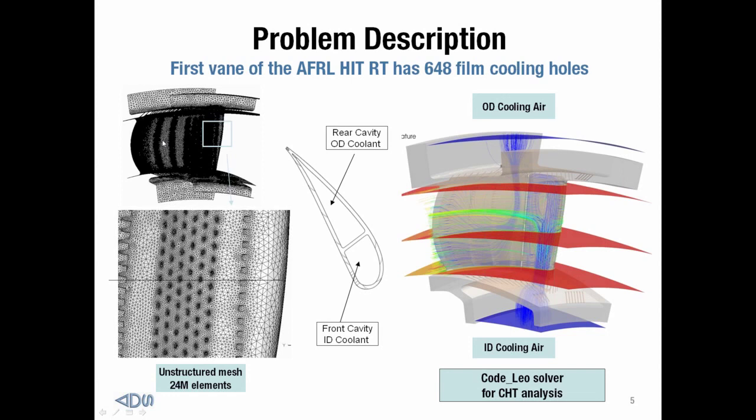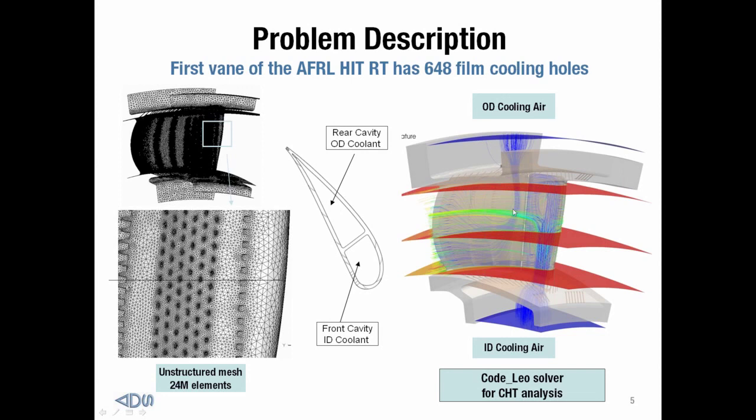The rest of the film holes on the airfoil surface are these laid-back fan-shaped holes. And then you have some cylindrical trailing edge holes that eject out the back. Now you can see that there's two coolant cavities, one in front that's supplied by the ID cooling supply, and then one in back that's supplied by the OD coolant supply.